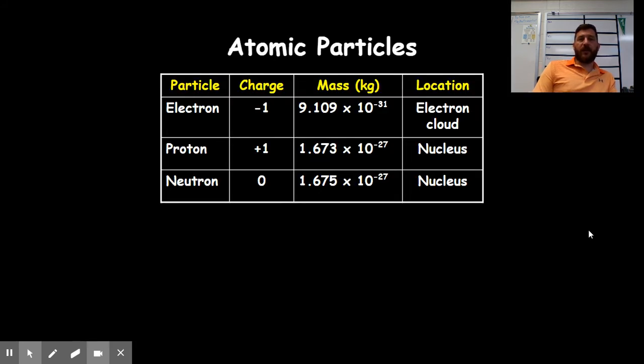So when we're looking at it again, electrons are negative, -1. They float in what's called the electron cloud around the nucleus. We've got protons that are +1. They're found in the nucleus, and neutrons, which are neutral, they have no charge, and they're also found in the nucleus.